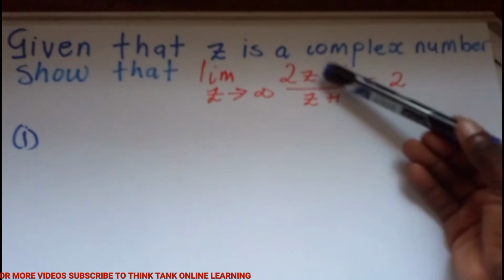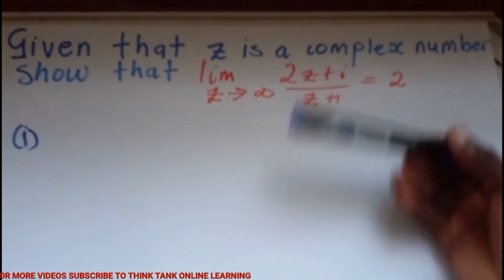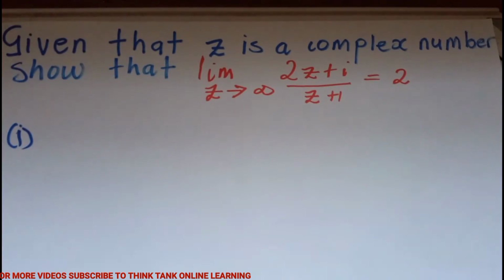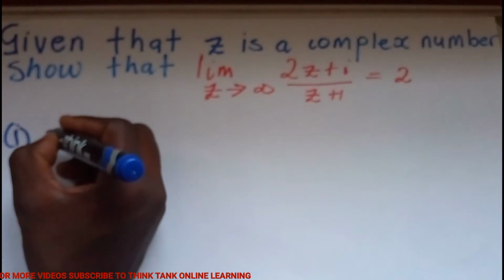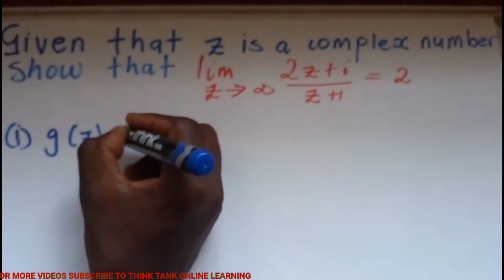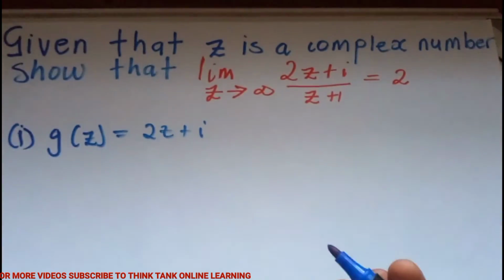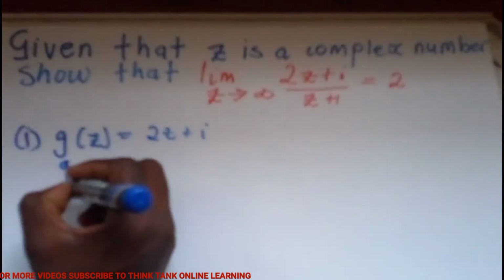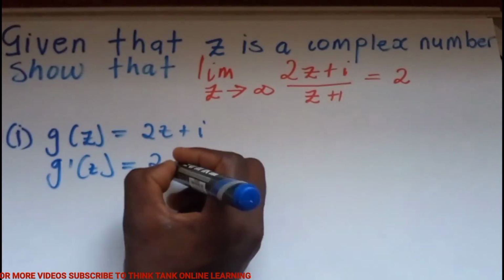Before going to the second method, L'Hospital's rule is only applied when you don't have z conjugate here. So this is z and this is z. Now I'm going to start with the numerator. Let me say the numerator is g of z, so it's 2z plus i, and if we differentiate that, g prime is going to be 2.